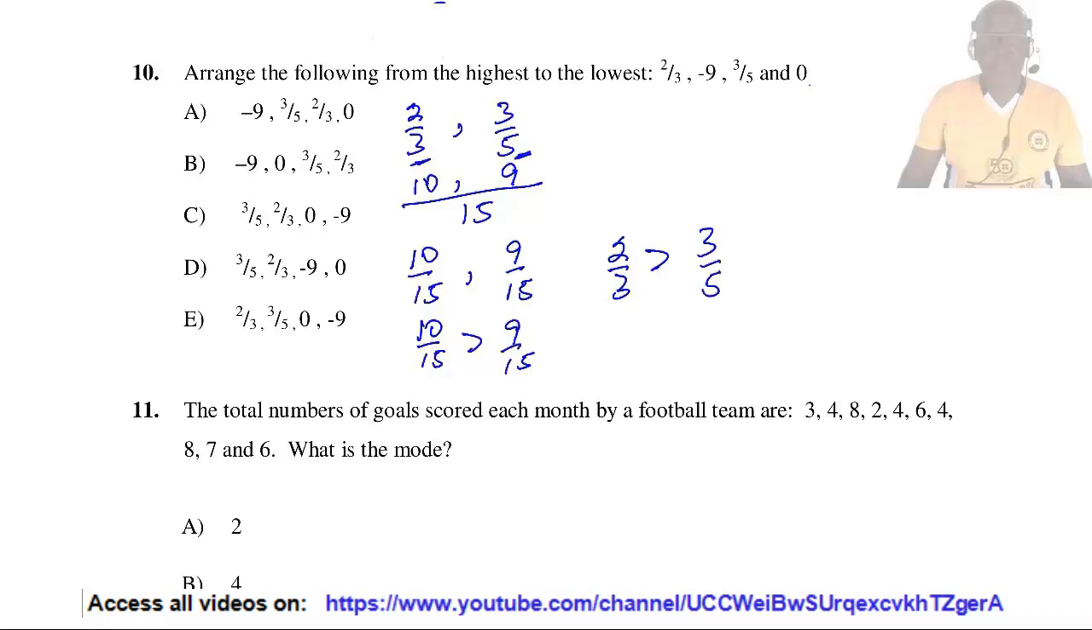Now 3 over 5 is also greater than 0, and 0 is also greater than the negative number, minus 9. So the biggest among the fractions is 1, followed by 2, followed by 3, followed by 4. This order is the same as the order in E, so the answer is E.